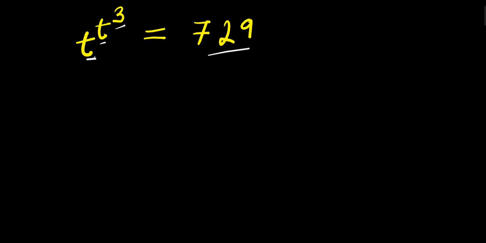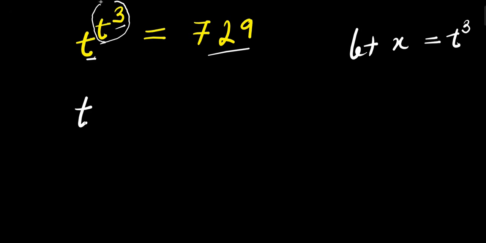I can have it this way and say let x equals t power 3. So that means this t power 3 here is x. So we have t power x equals 7 to 9.